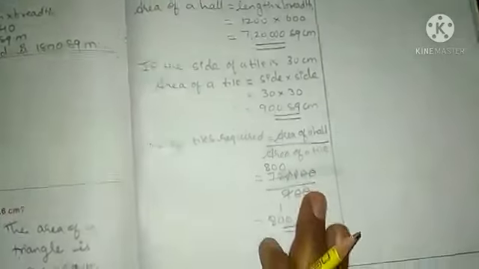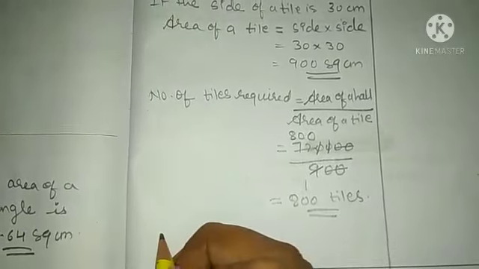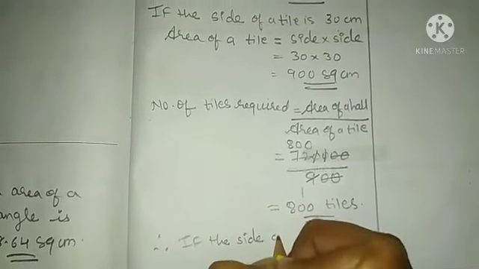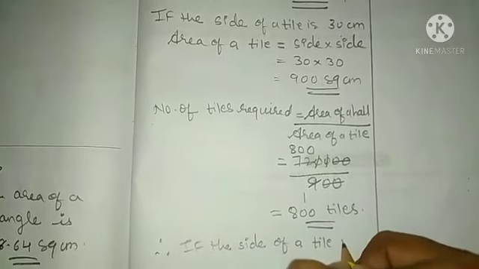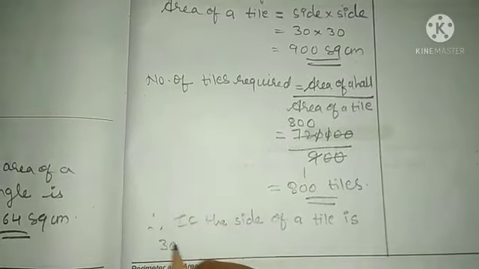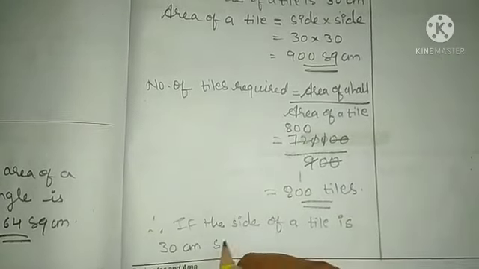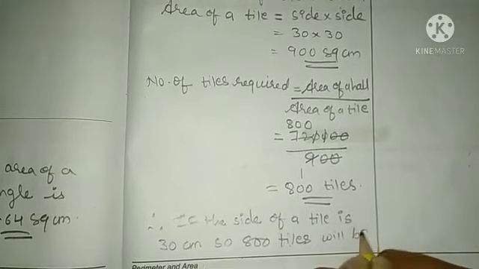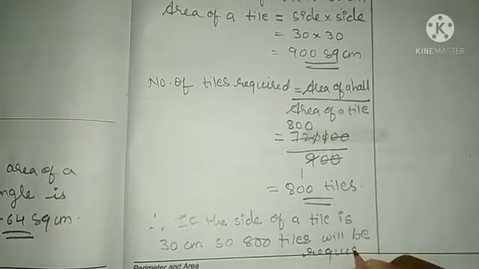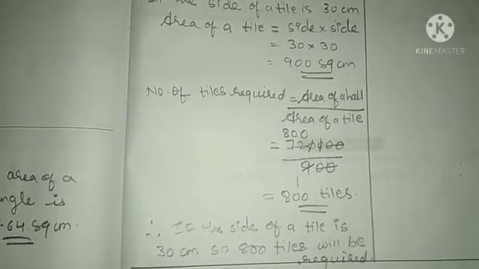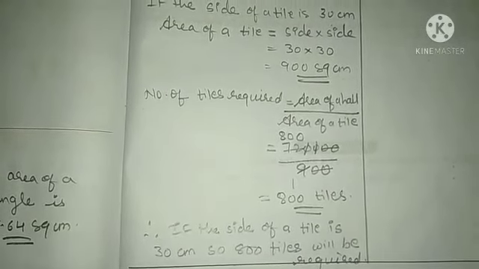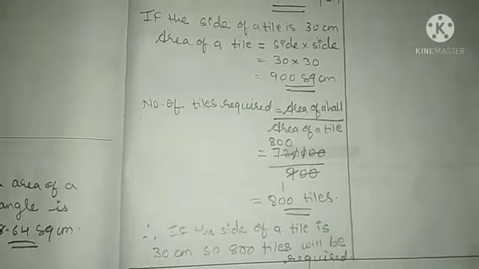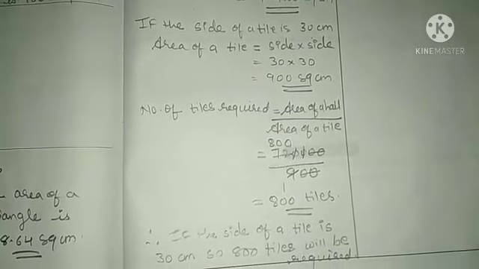Clear? So here we will write down, therefore, if the side of a tile is 30 centimeter, so 800 tiles will be required. Understood? How you will do? Now what we have to find out? Now we have to find out if we take a tile whose side is 15 centimeter, how many tiles will be required?